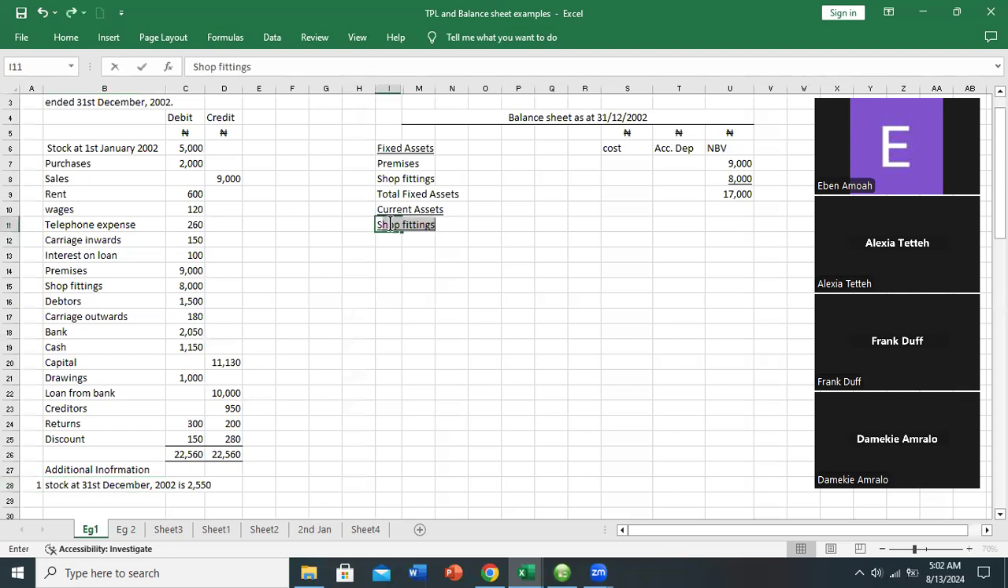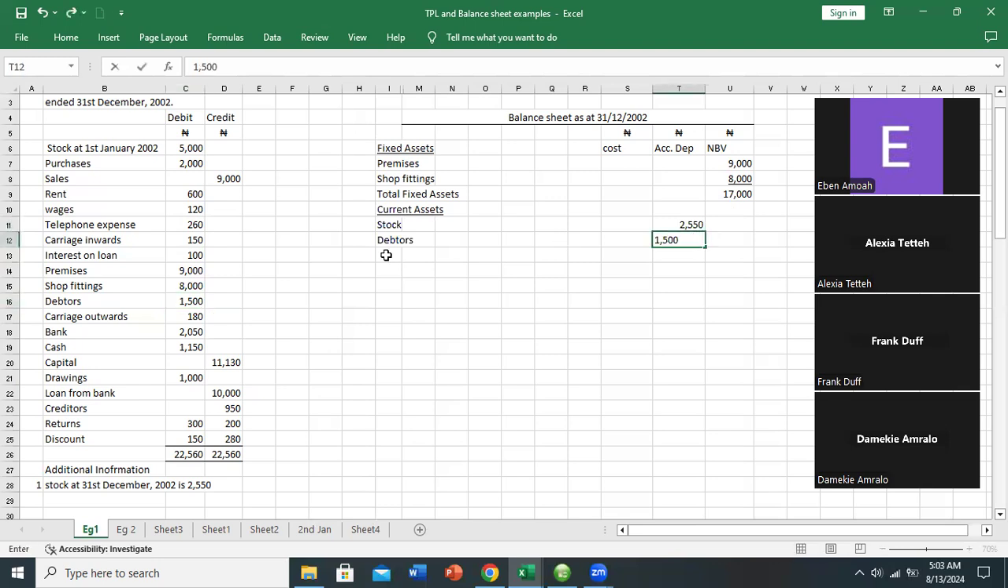So you bring that one. Our closing stock is 2,550. You put it under the second column. After that, you look for your debtors. For your debtors, we are given 1,500 here.